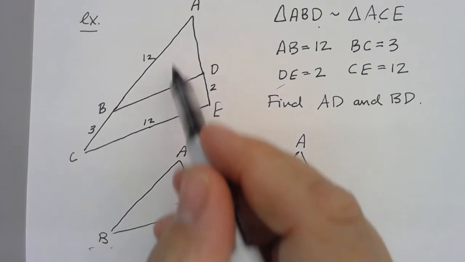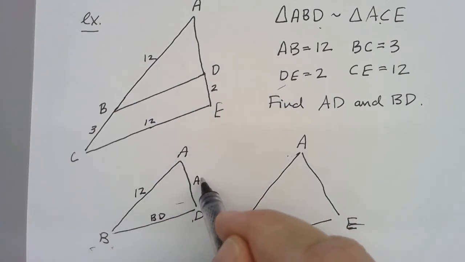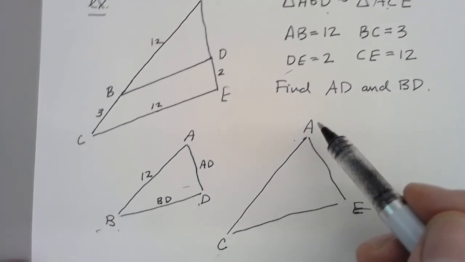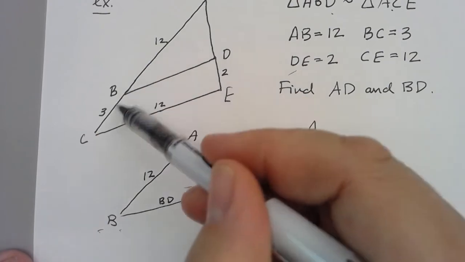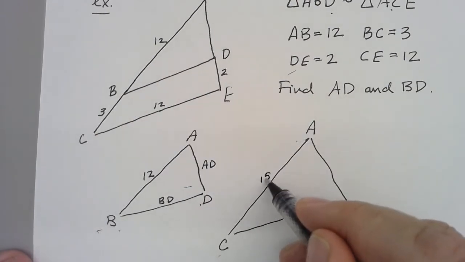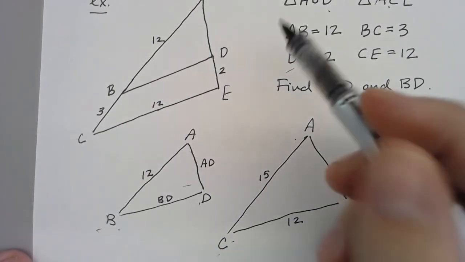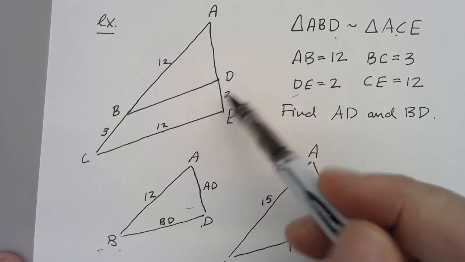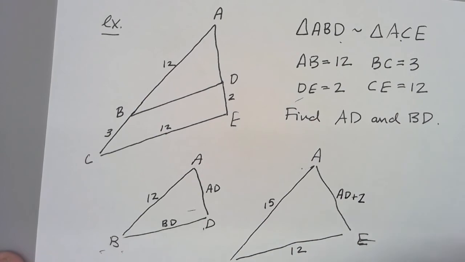So let me move my measurements. So here this is 12. This I don't know, it's just BD. This I don't know also, that's just AD. The bigger one, A to C, is this whole distance. That's 12 and 3 more, so this is 15. C to E I know is 12. A to E is an unknown AD and then 2 more. So I'm going to call it AD plus 2.